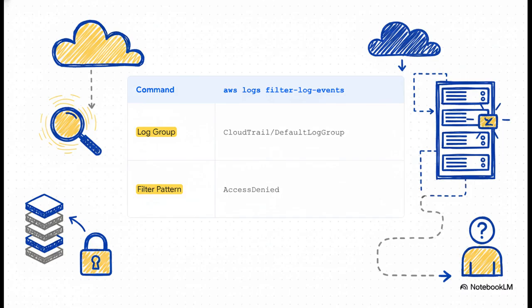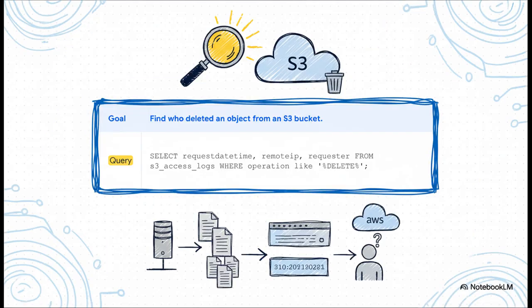This is a classic textbook sign of someone trying to brute force their way in or testing out credentials they just stole. But okay, what if you need to go deeper? What if you're not just looking for failed attempts, but you know something bad actually happened? Let's say a supercritical file got deleted from one of your S3 buckets. For that, you need to bring out the big guns, and that's Amazon Athena.